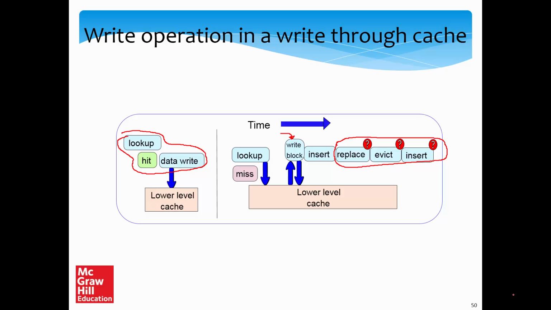Note that in this replace, evict, insert sequence, nothing needs to be done. We don't need to access the lower level cache. The reason is that this is a write through cache, so we don't have any lines in the upper level which have any modified data. The modified bit for all write through cache lines is essentially 0. This is because we have written the block at an earlier point in time, which is this point, to the lower level.